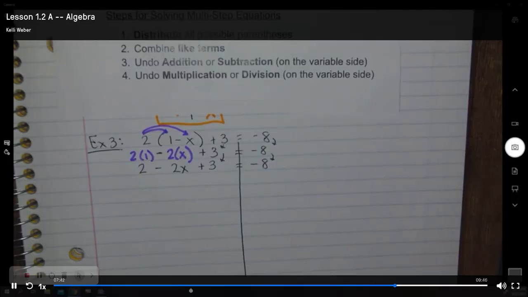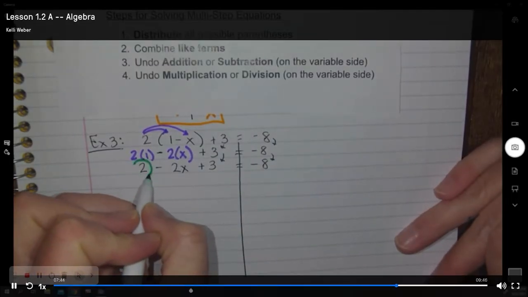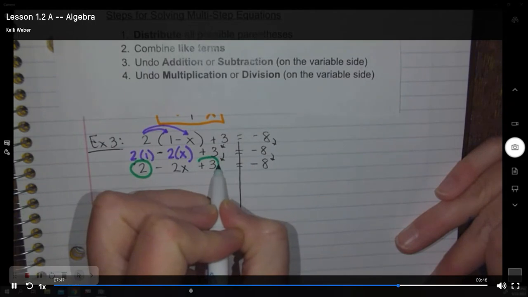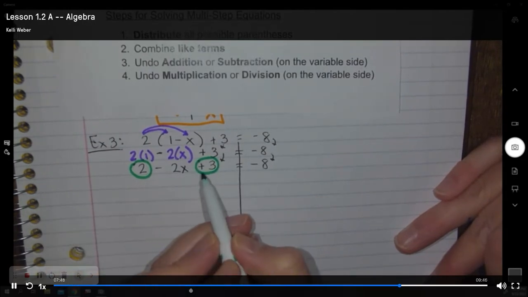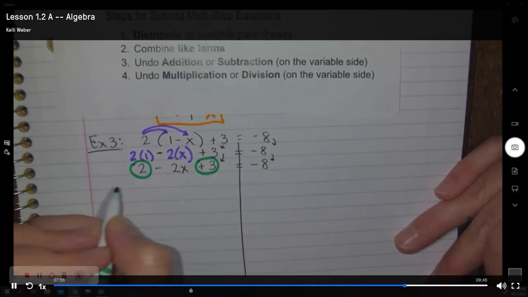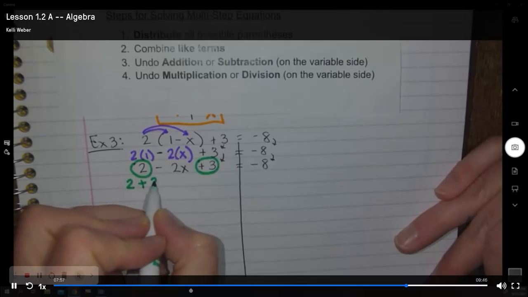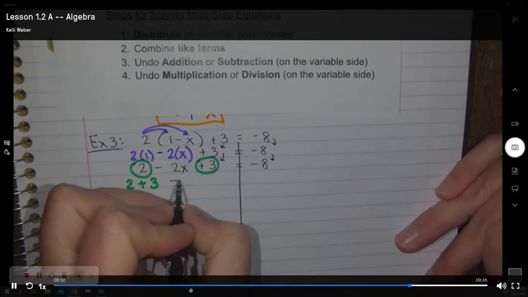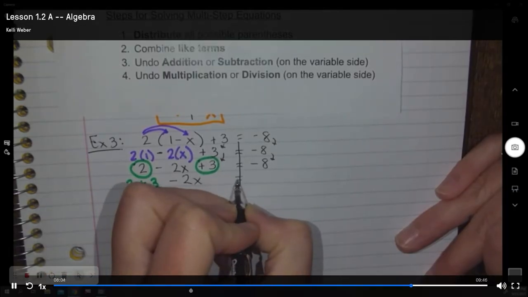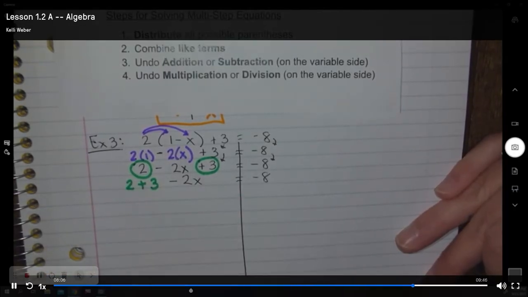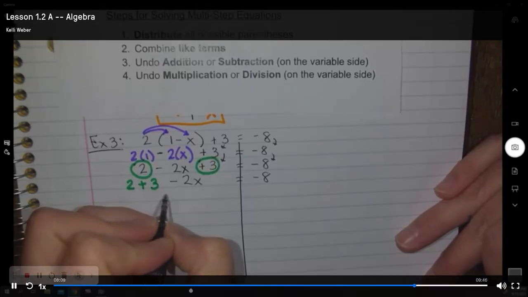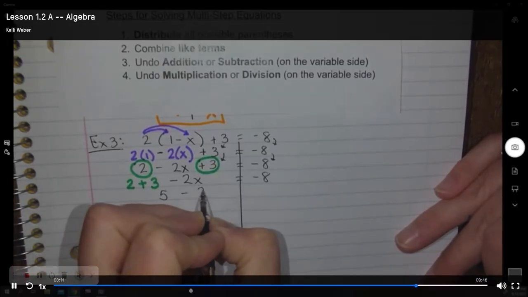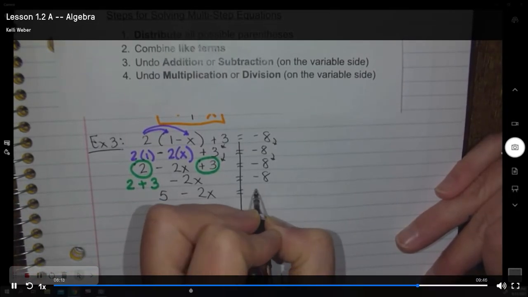So what I want to encourage you to do when you are circling your like terms, include the sign right in front of it, to the left of it. Because when I do that and I go to combine them, I know that this becomes 2 plus 3, whereas this 2x would have been minus 2x. So it helps me to know that I'm using the proper signs. So 2 plus 3 gives us 5 minus 2x equals negative 8.